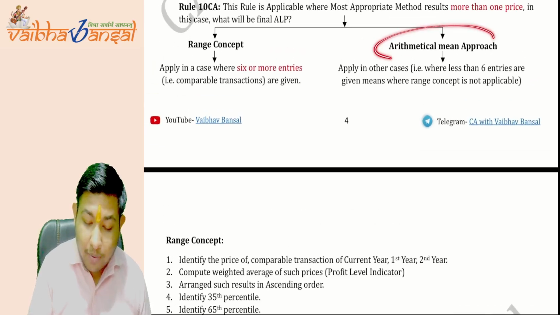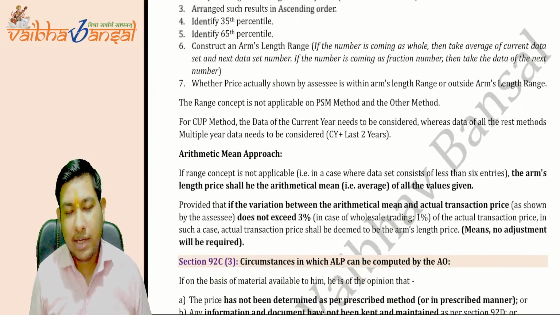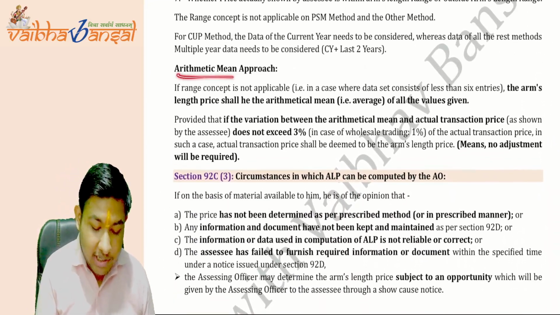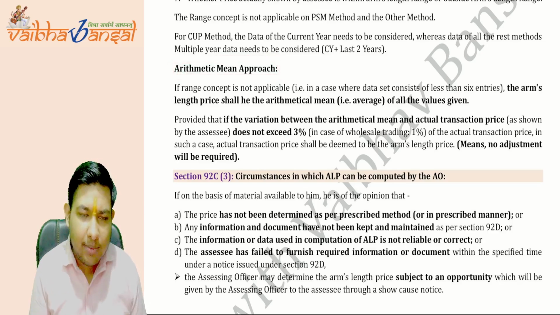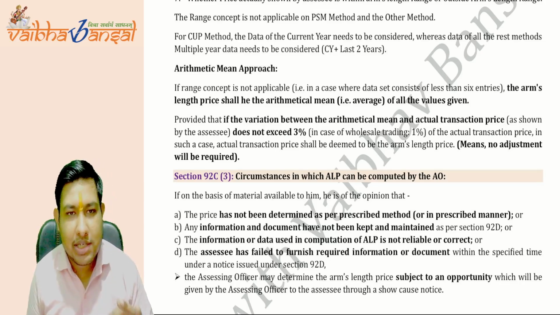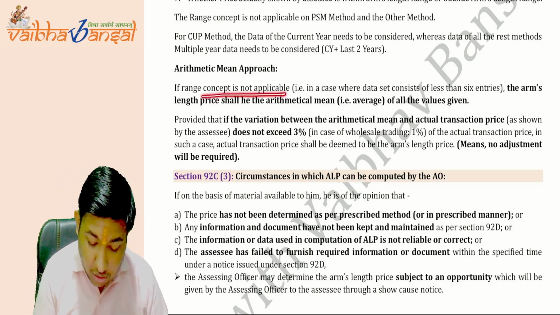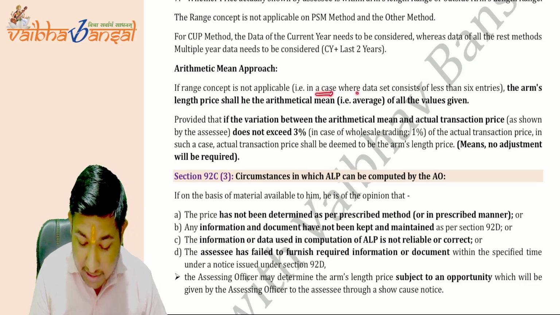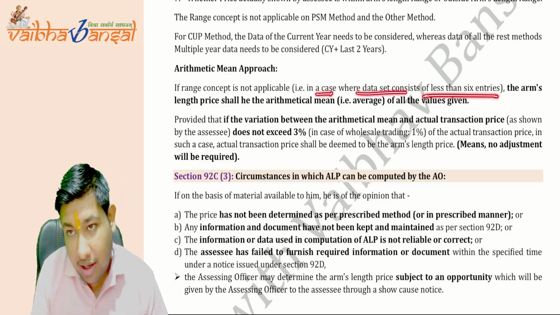Now we are moving on to the arithmetical mean approach. What is it? As the name suggests, you have to calculate some mean. That's it. This is the whole concept. If the range concept is not applicable, that is the case where the data set consists of 6 entries.